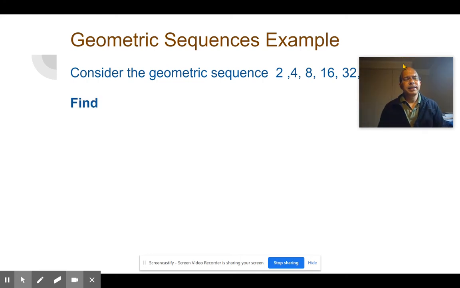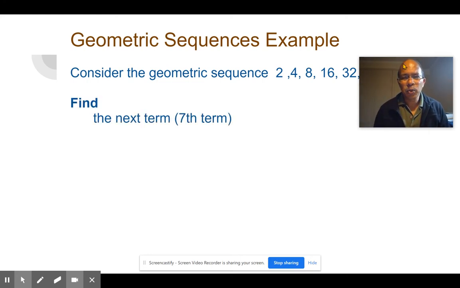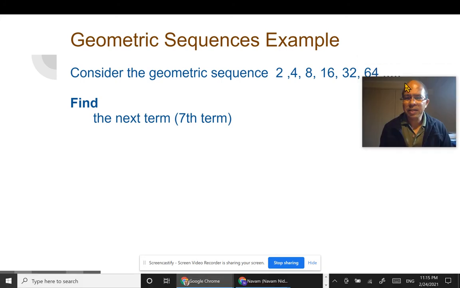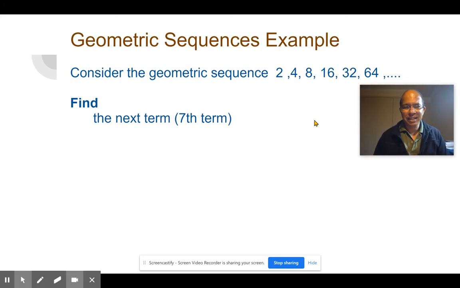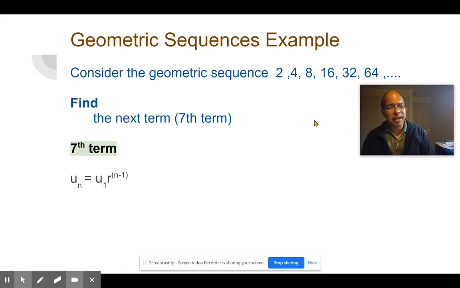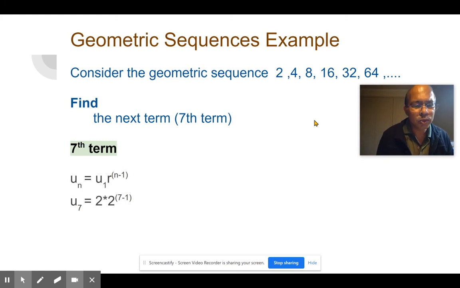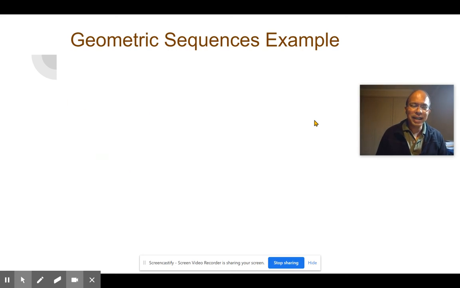Then let's find the next term, which is the 7th term. So apparently there is one more term shown here, 64. So there are 6 terms in this sequence. The 7th term can be called u7, and that is given as un is equal to u1 into r power n minus 1, or u7 equals 2 into 2 to the power 7 minus 1, which gives us 128.